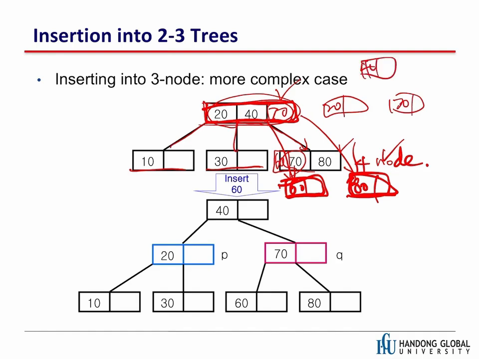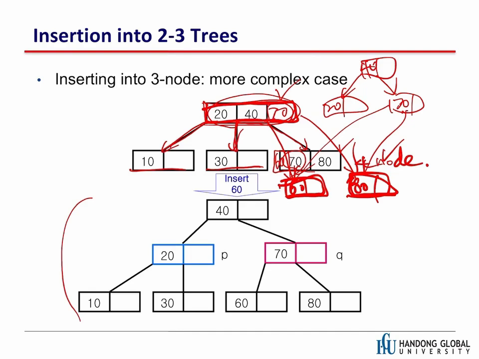We have nothing above, but we can make a new node here. Then 40 can have a left pointer and a middle pointer. And then 20 can have a left pointer and a middle pointer. And then 70 can have a left pointer and a middle pointer. That's how we get this tree. So we apply the same rule again and again, recursively.